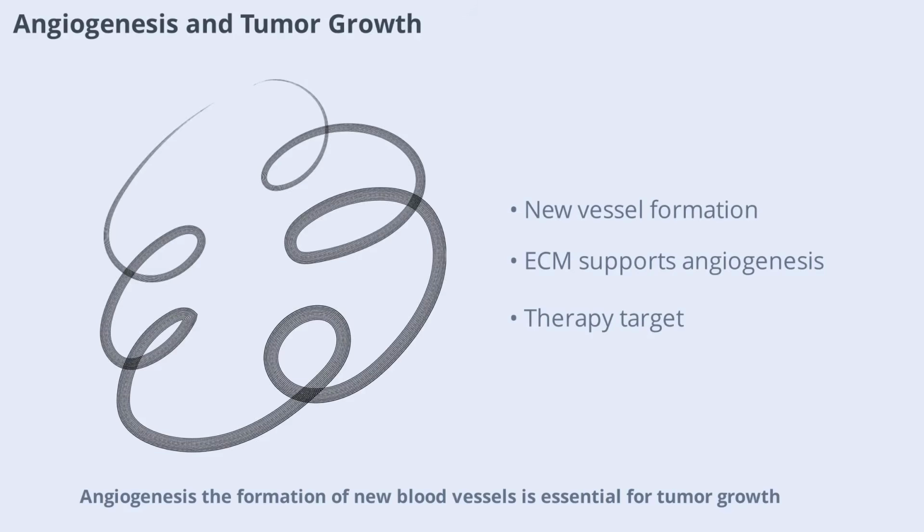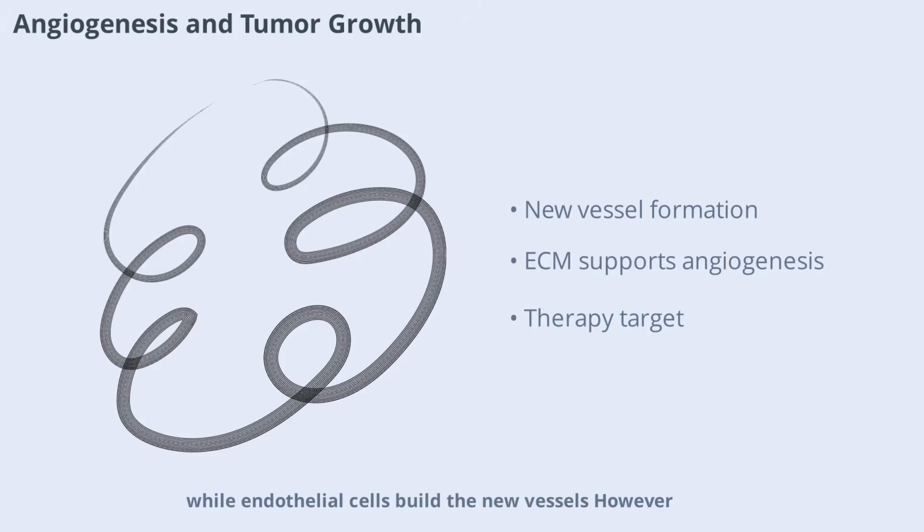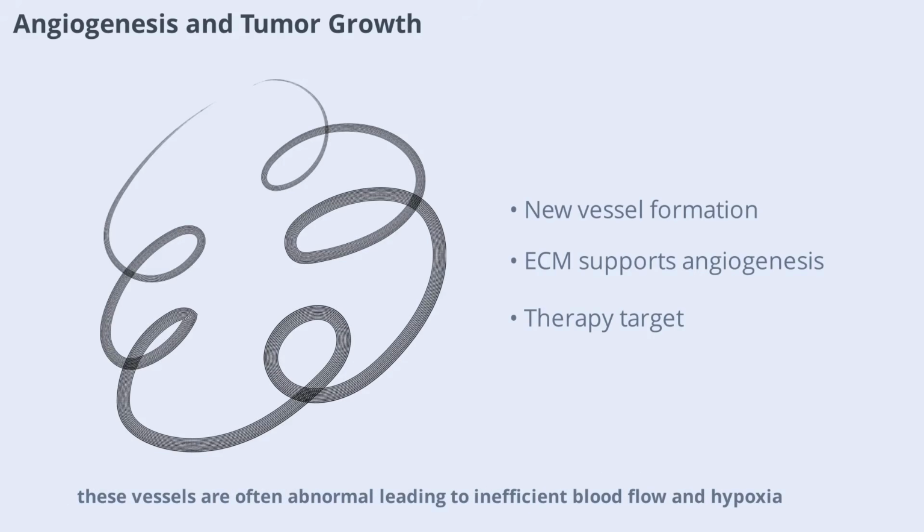Angiogenesis, the formation of new blood vessels, is essential for tumor growth. The ECM provides signals and structural support for angiogenesis, while endothelial cells build the new vessels. However, these vessels are often abnormal, leading to inefficient blood flow and hypoxia. Targeting angiogenesis is a strategy to starve tumors and limit their growth.